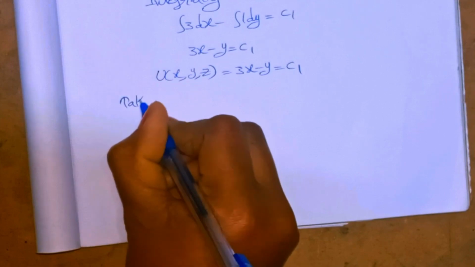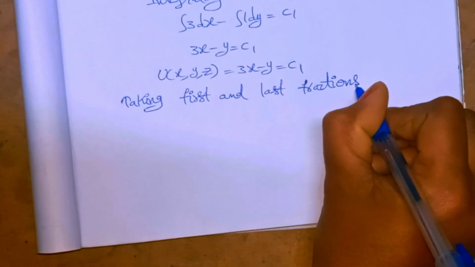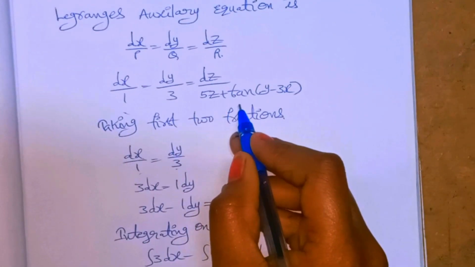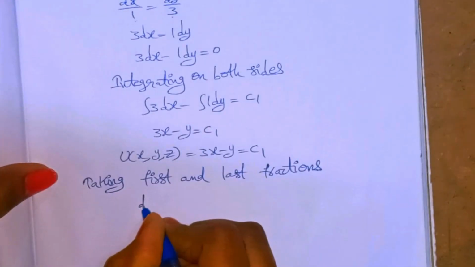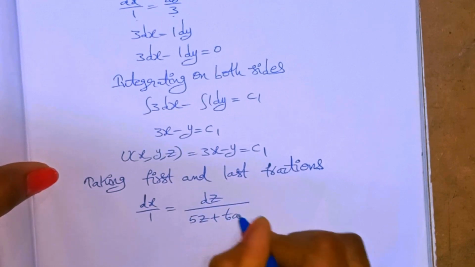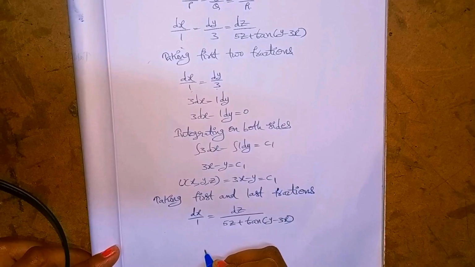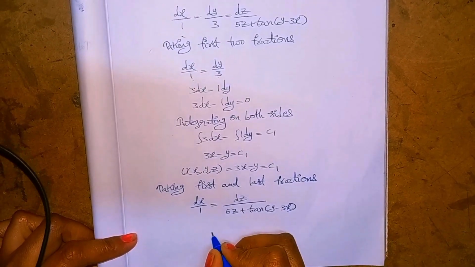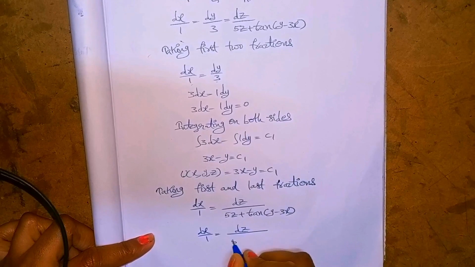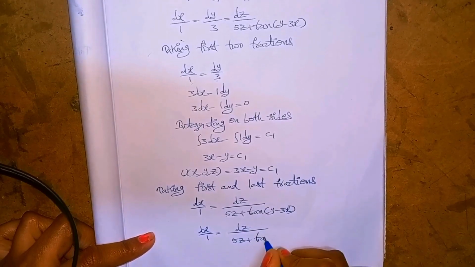Next, taking the first and last fractions, dx by 1 equals dz by yz plus tan of y minus 3x. Since y equals 3x minus c1, we get dx by 1 equals dz by yz plus tan c1.